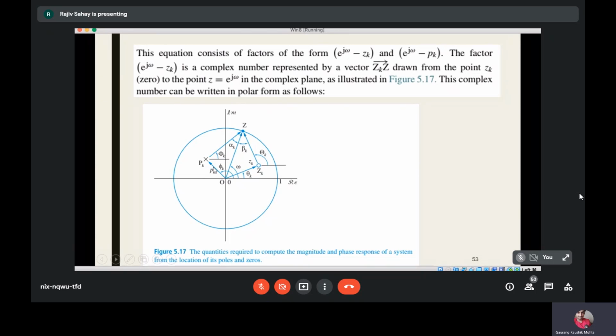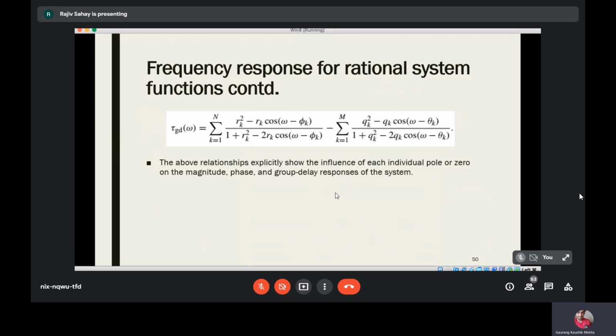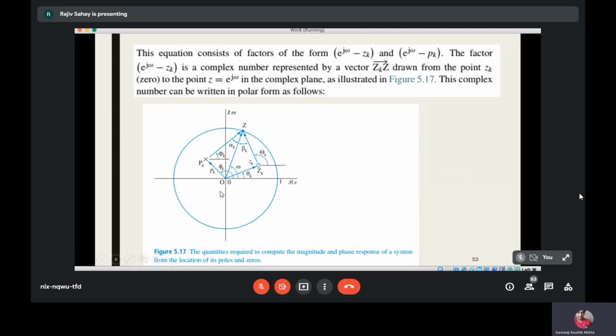Similarly, the pole Pk was something like Rk into e to the power j phi k. So the length was Rk, and the angle is phi k. So there is a complex zero here and a complex pole here. So this is our notation.